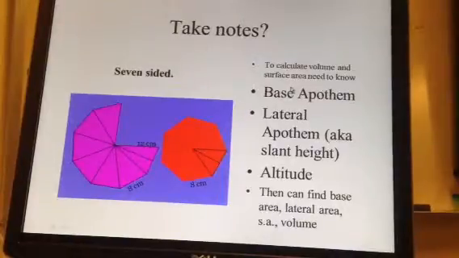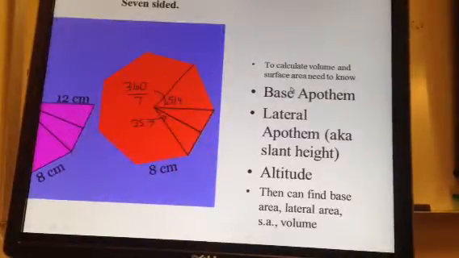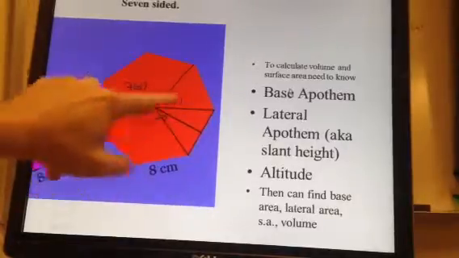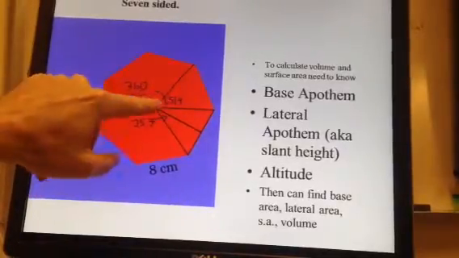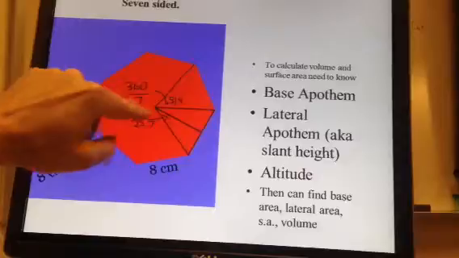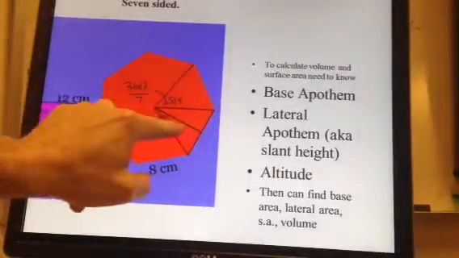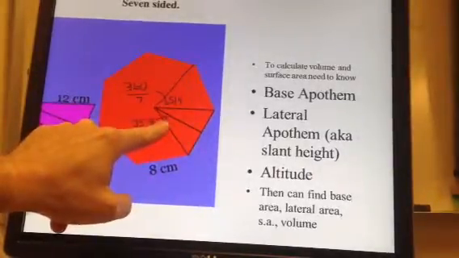So first of all, our base apothem. This is the hardest. We have to figure out our central angle here. There's 7 of these, so 360 divided by 7 means the central angle is 51.4, or when I put an altitude in there, that's half that, or 25.7.